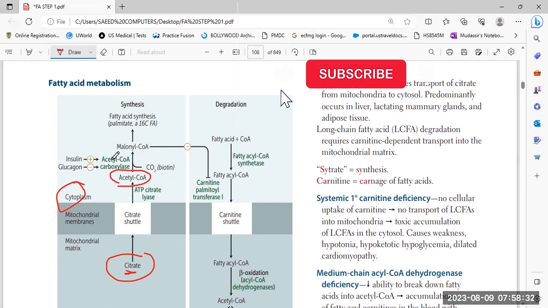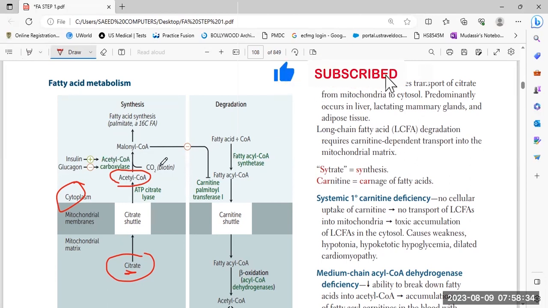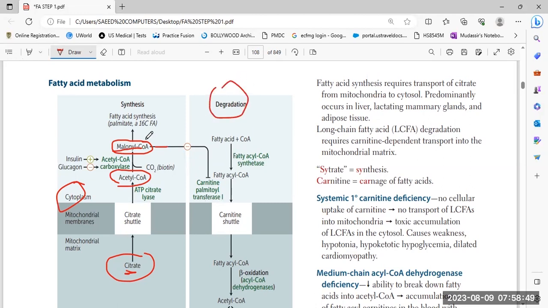Okay, the rate limiting step, acetyl-CoA carboxylase. It uses carbon dioxide to convert acetyl-CoA into malonyl-CoA. And guys, remember, malonyl-CoA is the first fat product. Here you can see it will block the degradation of fat. When fat is forming, it will stop degradation.